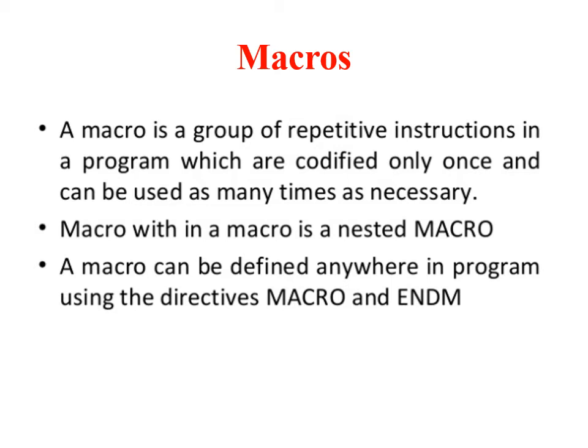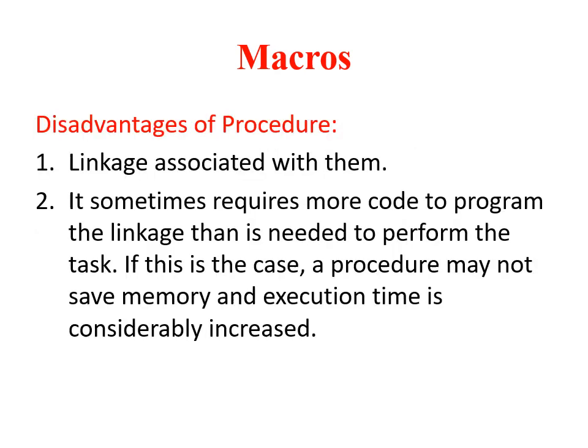Next is macros. A macro is a group of repetitive instructions in a program which are codified only once and can be used as many times as necessary. A macro within a macro is a nested macro. A macro can be defined anywhere in the program using the directives macro and endm. Let's see an example for this.